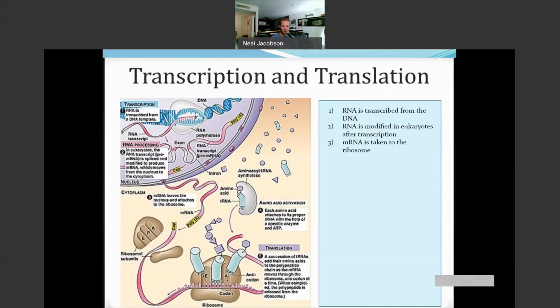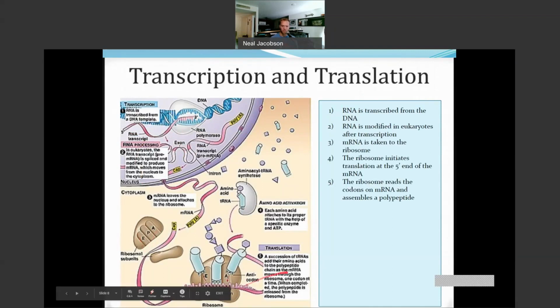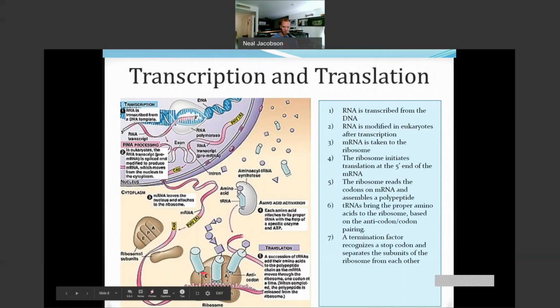And then that mRNA is taken out to a ribosome. The ribosome is going to initiate translation at the 5' end of the mRNA. So that's over here, right? And this one is just falling off because it got to the stop codon. So it starts up here, and then it starts to assemble a polypeptide. The tRNAs out here in the cytoplasm are bringing the proper amino acid to the corresponding codon. And then it keeps sliding down, reading and making this amino acid.